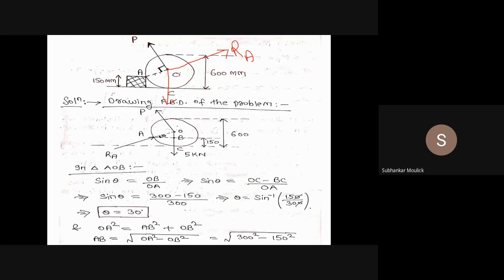Fine. We know that this angle is theta. If this is theta, definitely this angle is also theta. Yes or no? Yes, sir. Because if theta is 30 degree, definitely this is also 30 degree. If this is 30 degree, you can see RA and P are making an angle of 90 degree. That means this is your RA, this is your P, and this angle is also 90 degree.